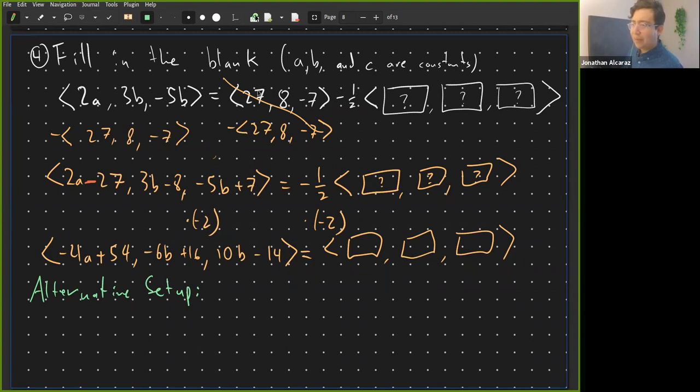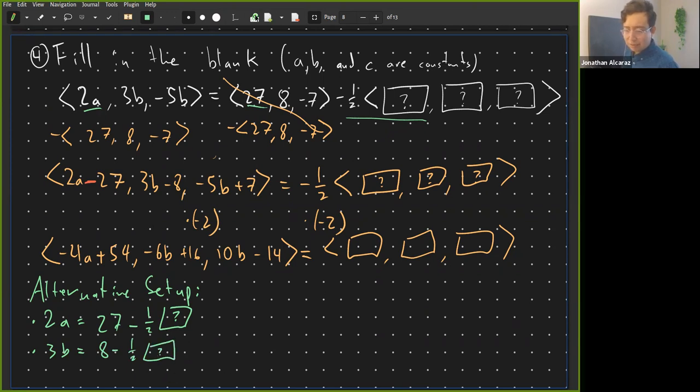You could just set up basically each coordinate on its own. So you have this, this, and this. So you have 2a is equal to 27 minus 1/2 times this first blank. And then you have the same thing for the second coordinate. 3b is equal to 8 minus 1/2 times the second blank.